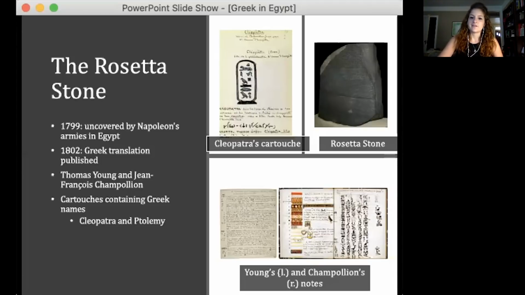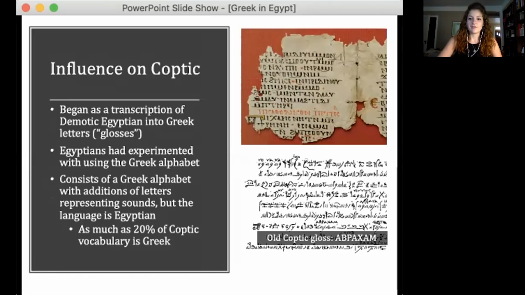They were able to identify Cleopatra and Ptolemy, and later paved the way for the decipherment of Egyptian hieroglyphs and the Demotic script. The use of Greek in Egypt also heavily influenced the final stage of the Egyptian language, and the one in use today as a liturgical language, Coptic. Coptic began as a transcription of Egyptian words into Greek letters. Egyptian, unlike Greek, did not have vowels, and pronunciation of the Demotic had changed, so naturally scribes added glosses meant to provide the correct pronunciation of certain terms.